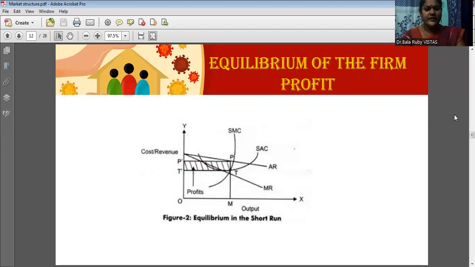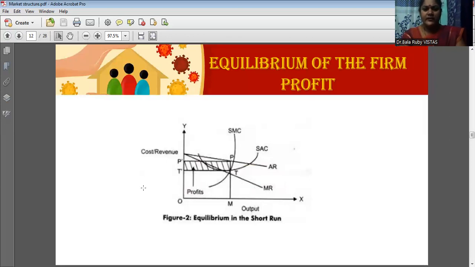What is the equilibrium condition? MC is equal to MR. So this is the MC curve. Listen very carefully. This cursor you can see, this is the MC curve and this is the MR curve. Both of them intersect at this point, that is point T. Now from this point T, just draw a perpendicular line to the x-axis and extend this line up to the average revenue curve.